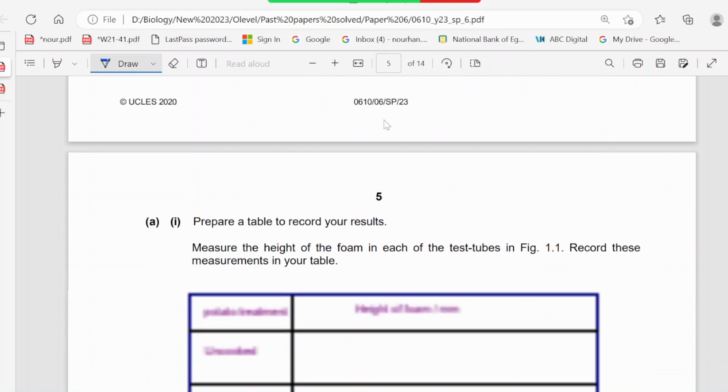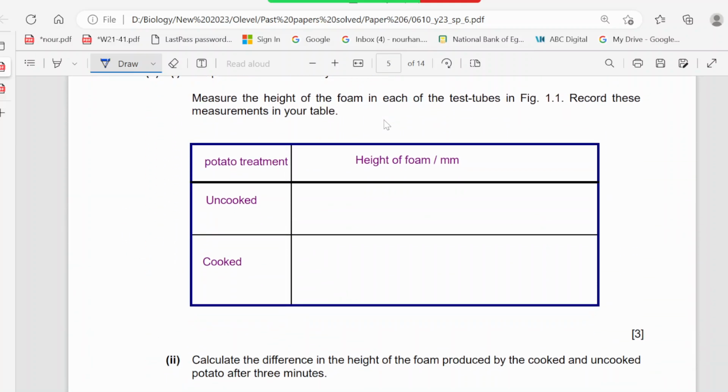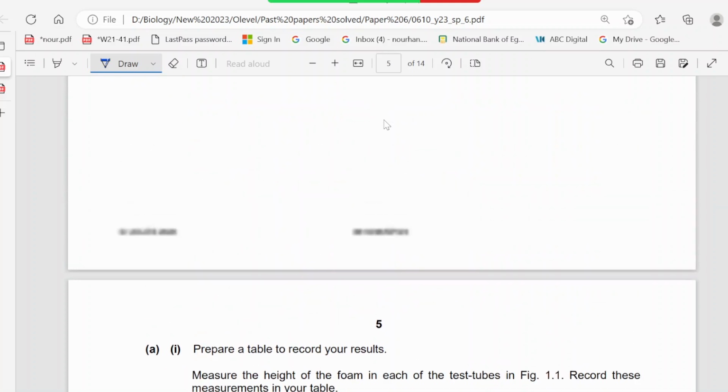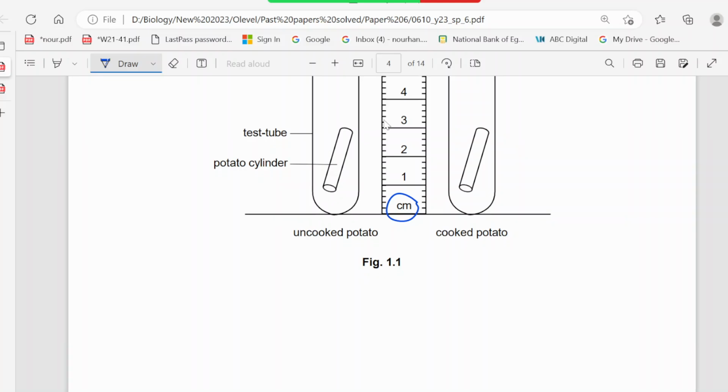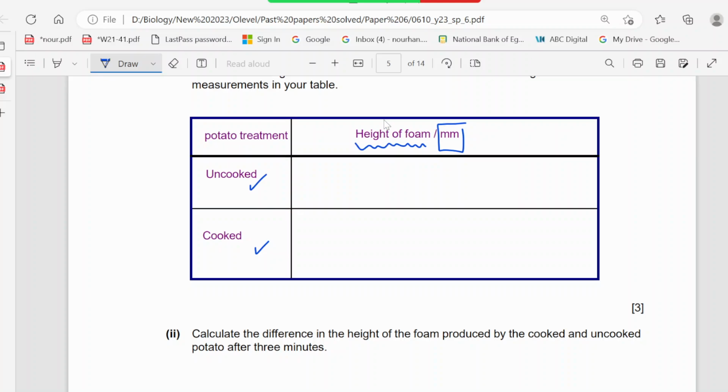So how will the table look? It will look like this. Potato treatment, uncooked and cooked. On the other side I have the height of foam in millimeters. We agreed that anything in paper 6, it's better to measure in millimeter. So the ruler here is in centimeters. How to convert from centimeter to millimeter? I will multiply by 10. Okay, after measuring, you will put the numbers here in millimeter. Do not put the unit in the table again. The units are only in the headings.